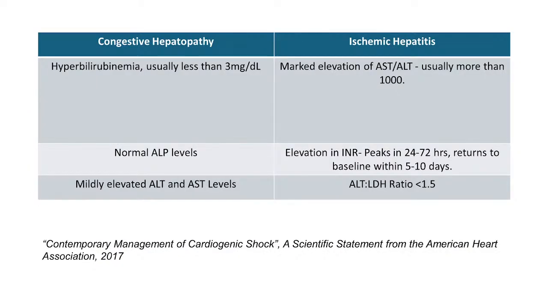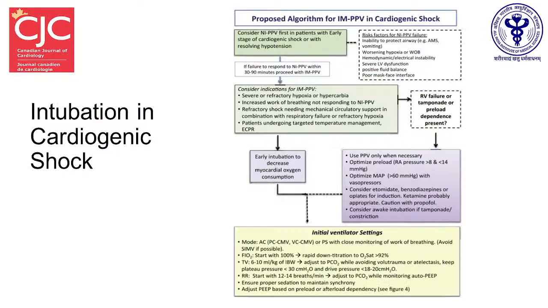Something about heart failure related congestive hepatopathy and ischemic hepatitis. Ischemic hepatitis is where the ALT and AST are more than 1000. Elevation of the INR also happens, usually within 24 to 72 hours, and comes back within 5 to 10 days. There's also something known as the ALT to LDH ratio that has been defined, which is less than 1.5 in patients of ischemic hepatitis. Whereas in congestive hepatopathy, ALT and AST will be normal, bilirubin will be higher but less than 3 milligrams per deciliter, and normal ALP levels.